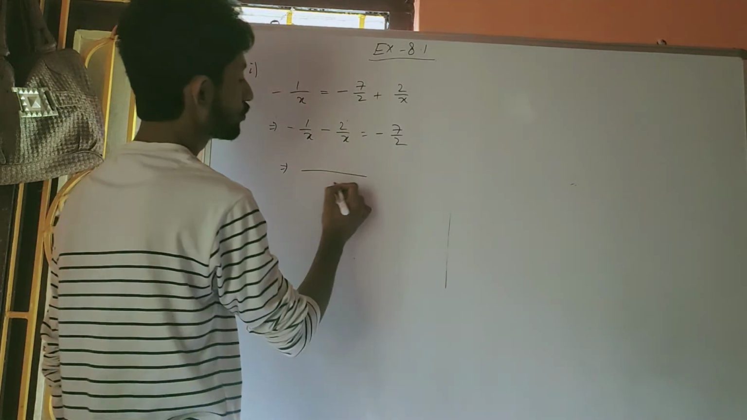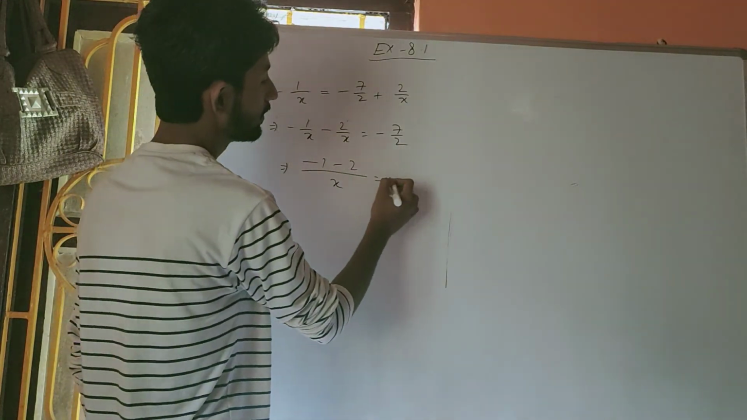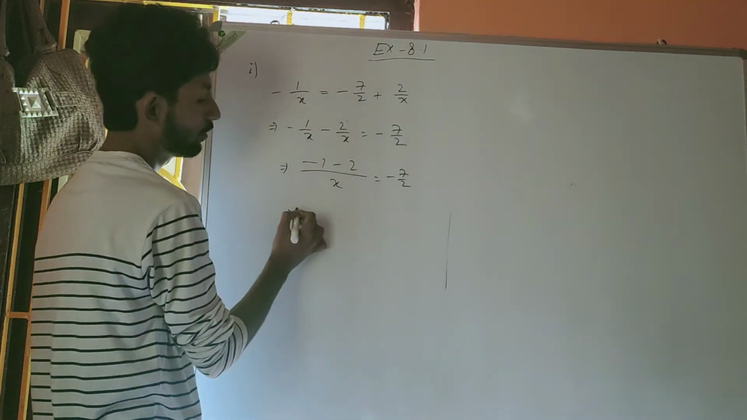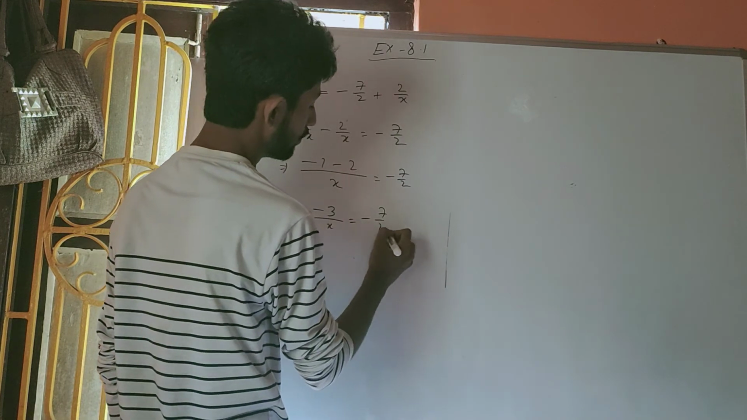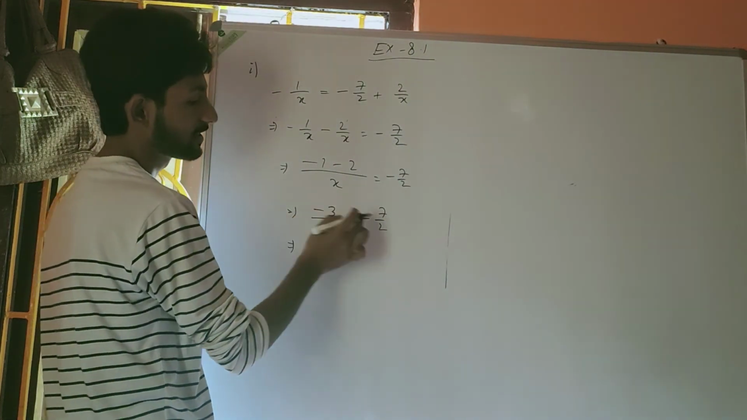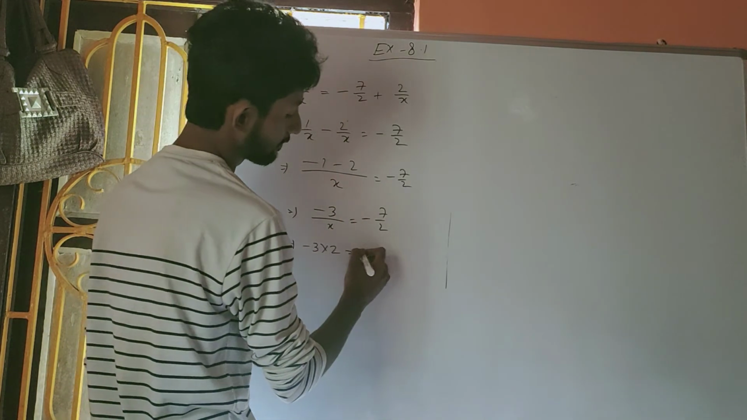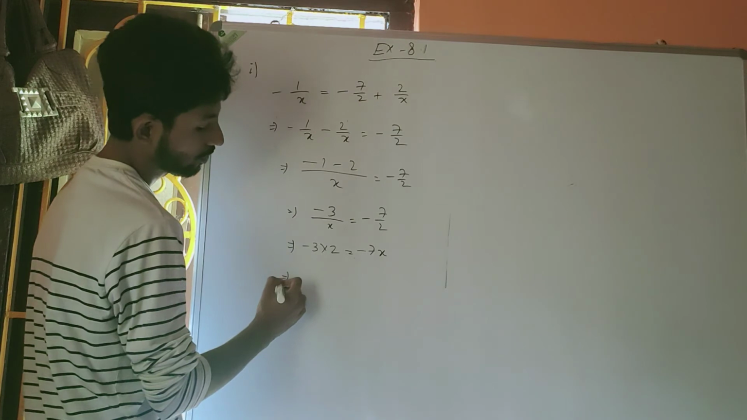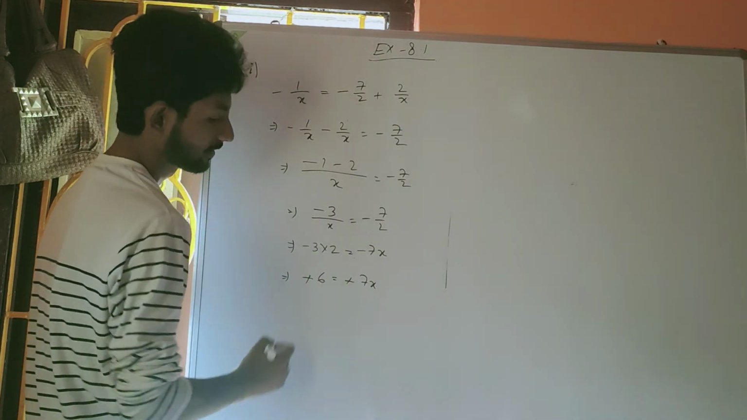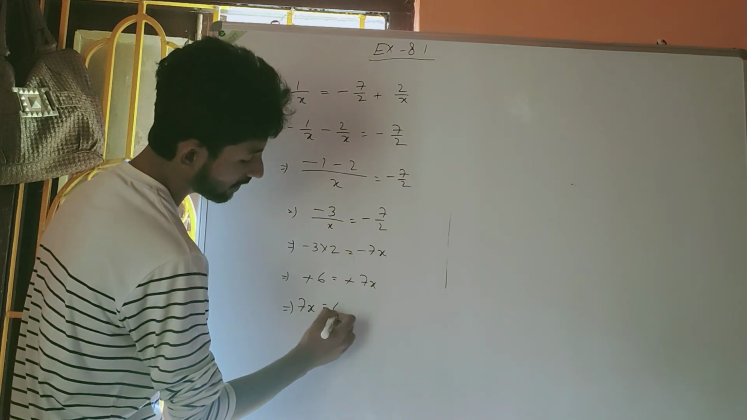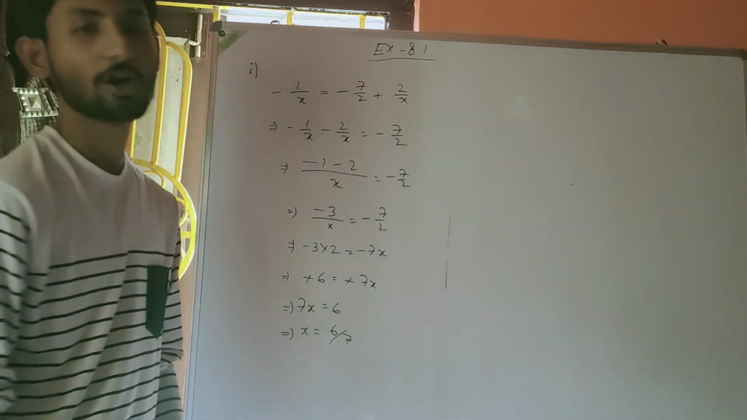That means x will remain in the denominator place. Now minus 1 minus 2 means minus 3 by x, which equals minus 7 by 2. Now cross multiply: minus 3 into 2 equals minus 7 into x. So it will be minus 6 equal to minus 7x. Minus minus will cancel, then it will be 7x equals 6. Now x will be 6 by 7, which is your answer.